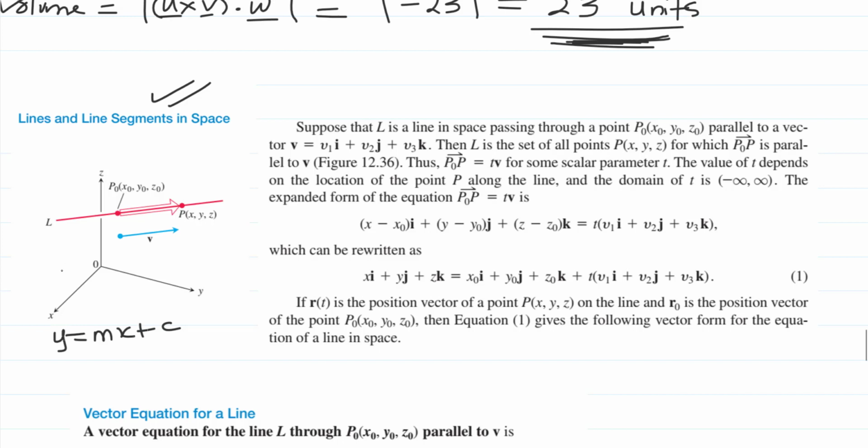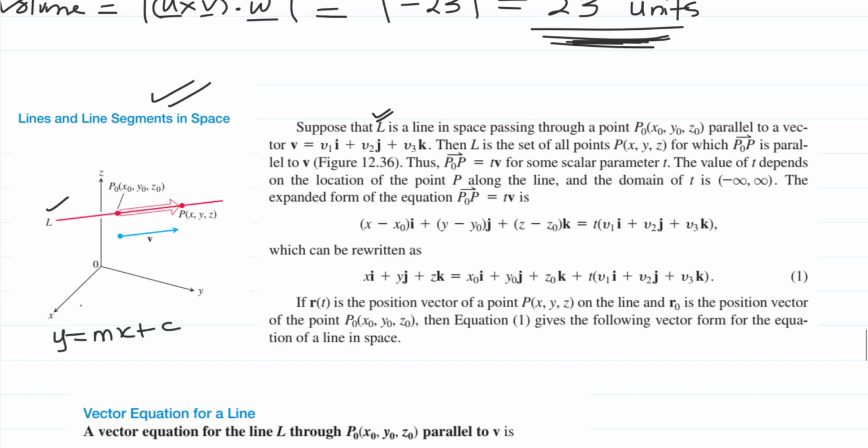But what if we are in the xyz space? Then what happens? What form of equation do we have for a straight line? So suppose we have a line L in space, which is passing through the point P naught. As you can see on the diagram, we have a line L, and we just pick any point on the line. We just need one particular point.